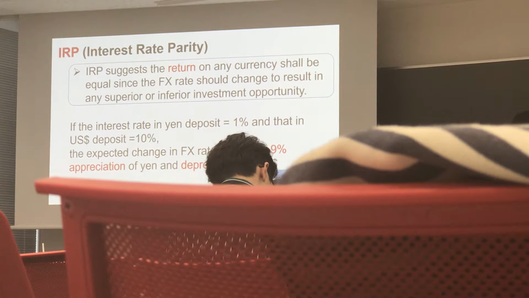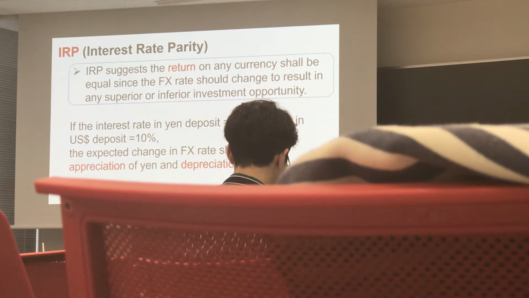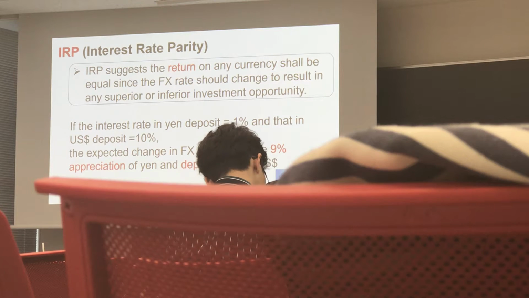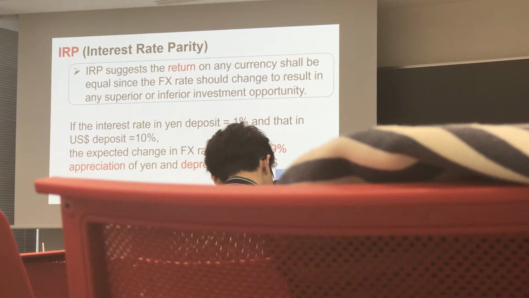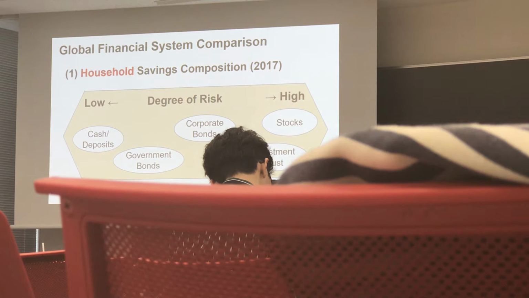And then please go on to handout number 5. 3, global financial system comparison. And 1, consumer behavior. A and C, minor highlight. A is minor highlight and C is minor highlight too. A, composition of household saving. Composition of household savings reflects the characteristics of financial system.